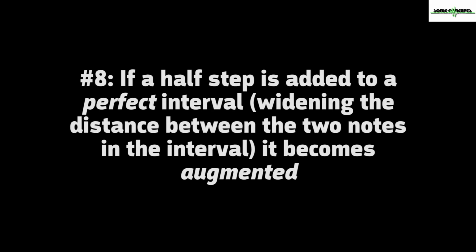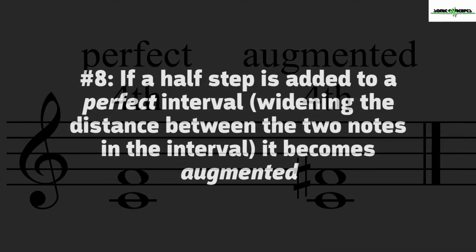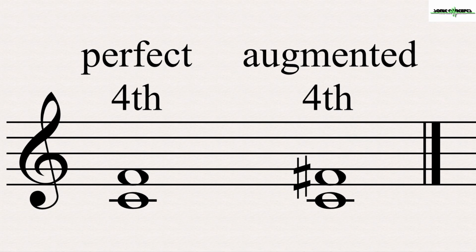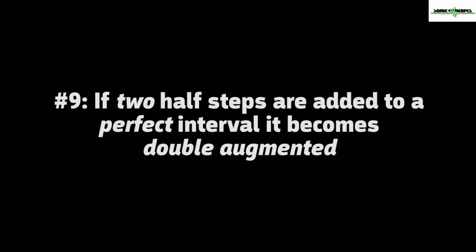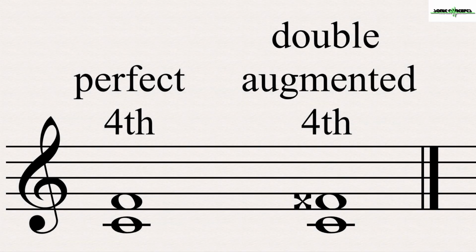Number 8, if a half step is added to a perfect interval, widening the distance between the 2 notes in the interval, it becomes augmented. A half step added to a perfect fourth renders an augmented fourth. And finally, number 9, if 2 half steps are added to a perfect interval, it becomes double augmented. For example, 2 half steps added to a perfect fourth renders a double augmented fourth.